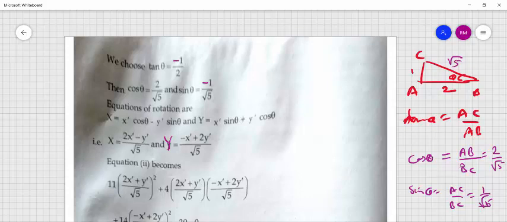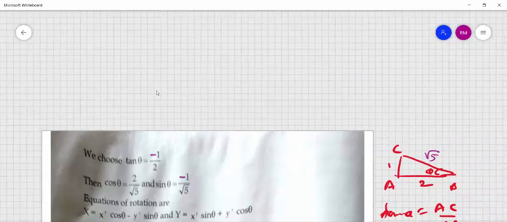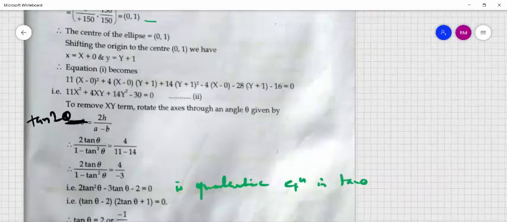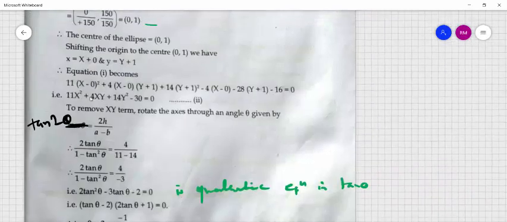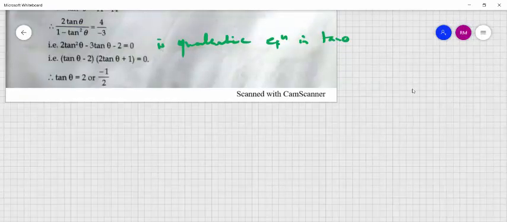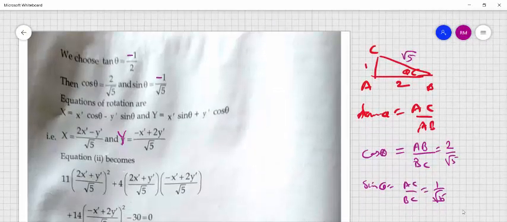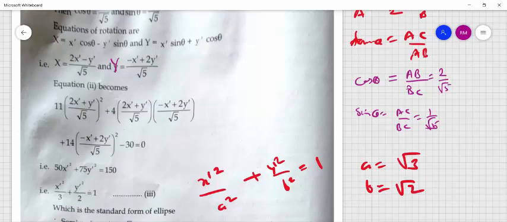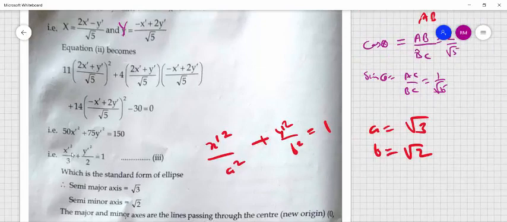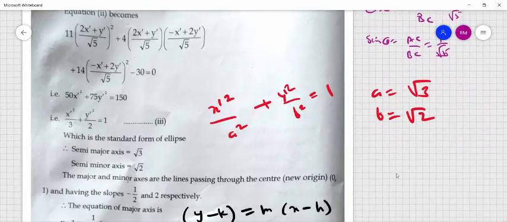What is equation 2? That is 11 capital X square plus 4 capital XY plus 14 capital Y square minus 30 equal to 0, that we obtained in the previous slide. See equation 2: 11x square plus 4xy plus 14y square minus 30 equal to 0. So in short, after simplifying we get x dash square upon 3 plus y dash square upon 2 equal to 1.